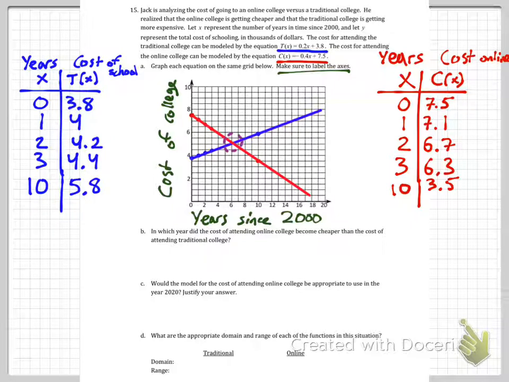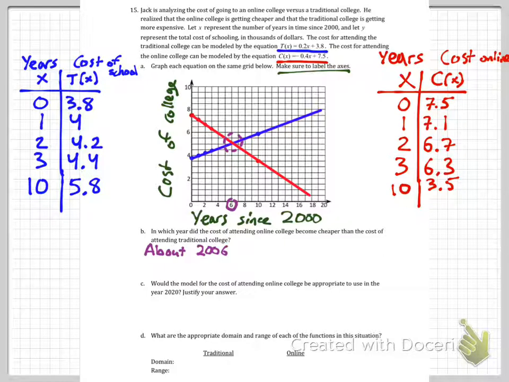Now, in what year did the cost of attending online college become cheaper than the cost of attending a traditional college? Well, it looks like it happened somewhere around here. You see where those cross and meet? And then they switch which one's bigger? Well, that looks like it's about the 6. So I'm going to put about 2006, since that's what the 6 means.